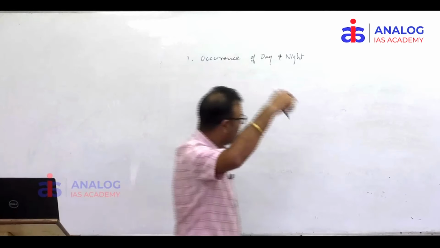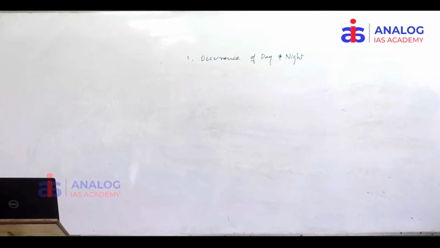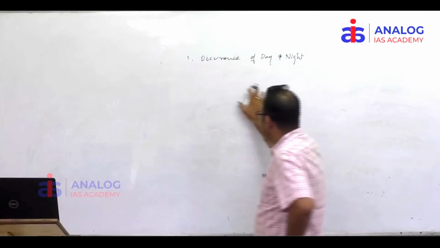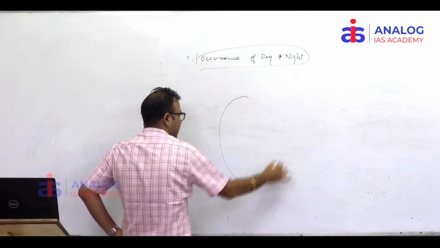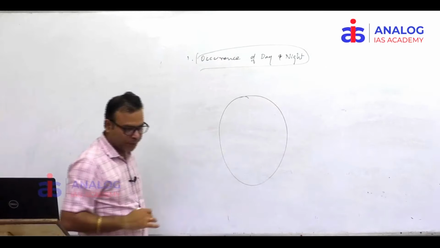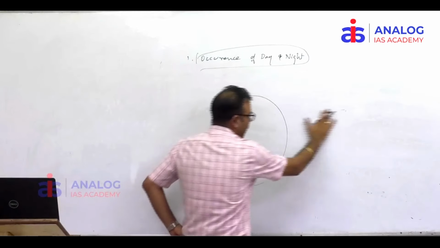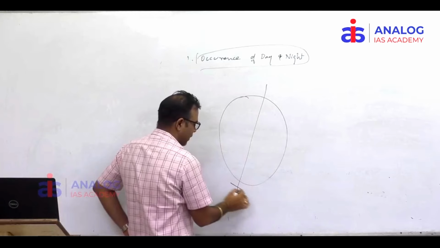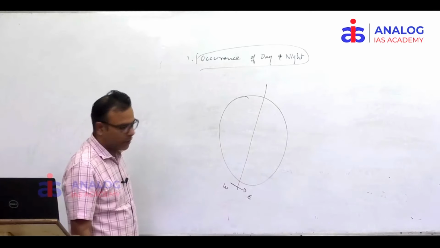First is just writing all, explaining all one by one. Occurrence of day and night. Okay, look at this concept. This is an Earth. Earth is spinning on its own axis in the direction west to east. This is the axis of rotation.